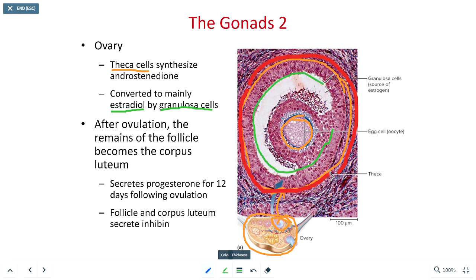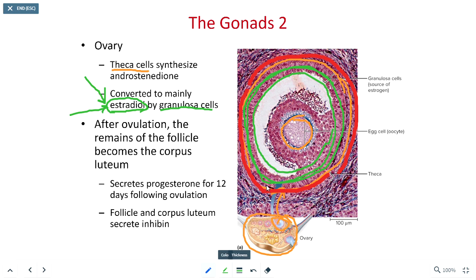Let me try that again here. So we have one side, and then I'm going to swirl around for the next pass. This band of cells on the outer perimeter, deep to the theca cells, is the granulosa cells. These granulosa cells are responsible for taking this androstenedione and converting it into estradiol. Estradiol is the most potent of the three forms of estrogen present in the human body.